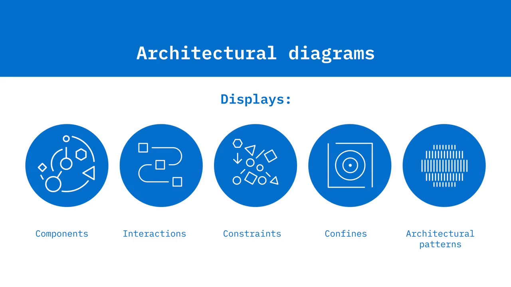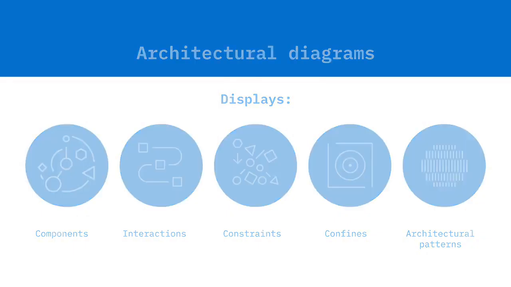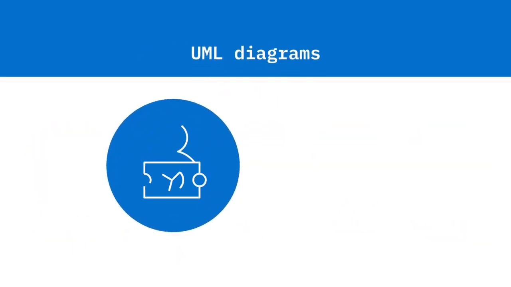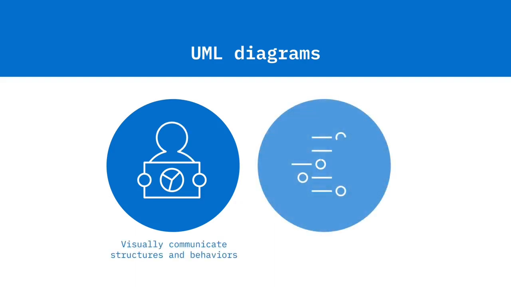Architectural patterns are general, reusable solutions to commonly occurring problems and will be discussed in more detail in an upcoming video. UML diagrams are diagrams that communicate structure and behavior using common programming language agnostic notation. UML diagrams will also be discussed in more detail in another video.